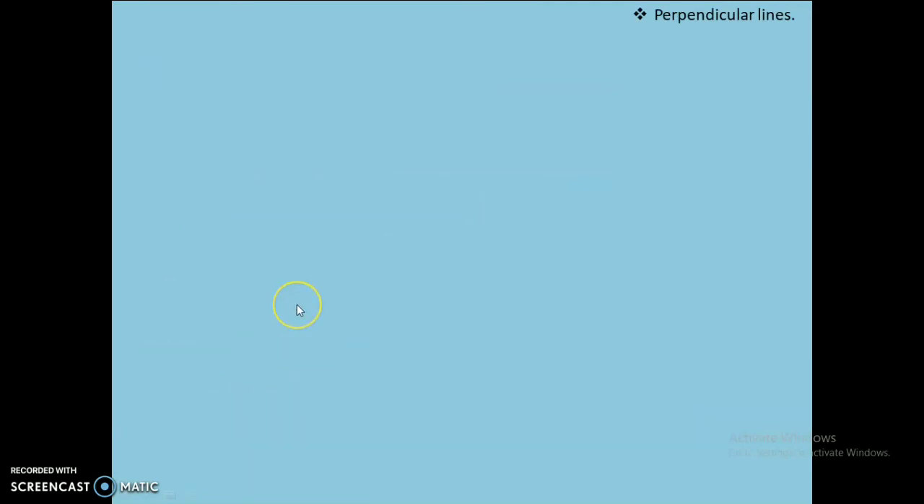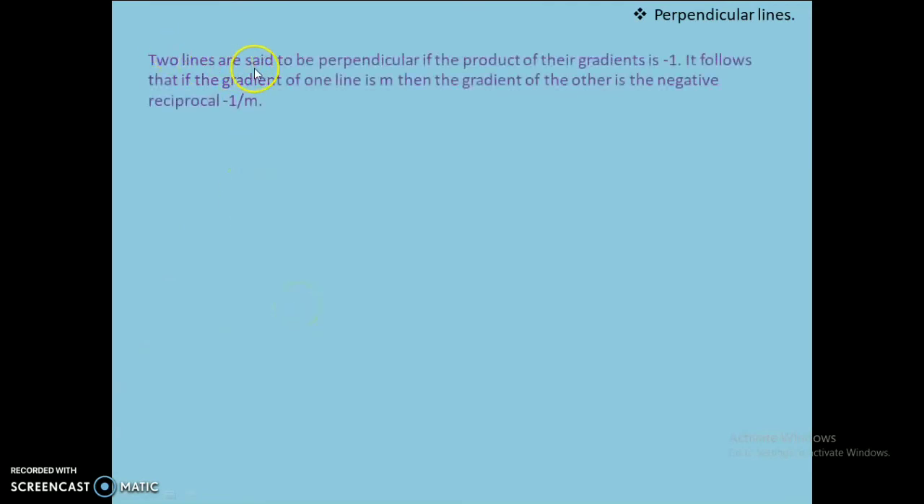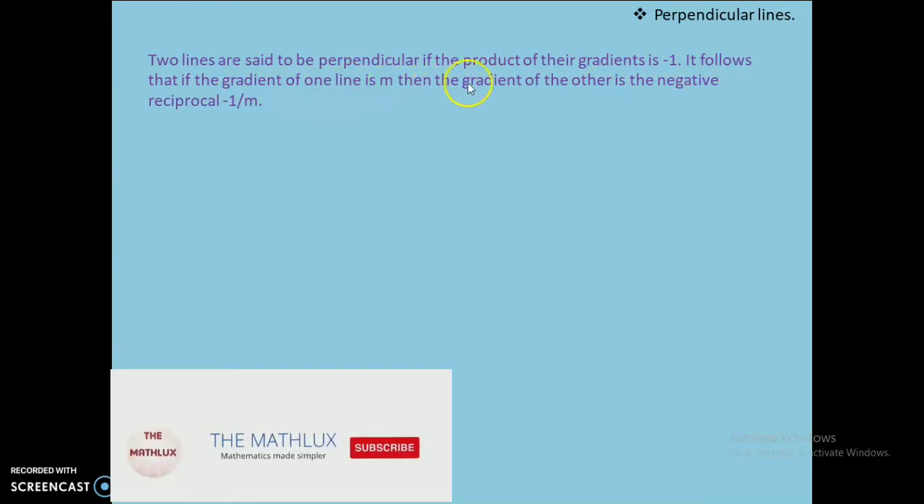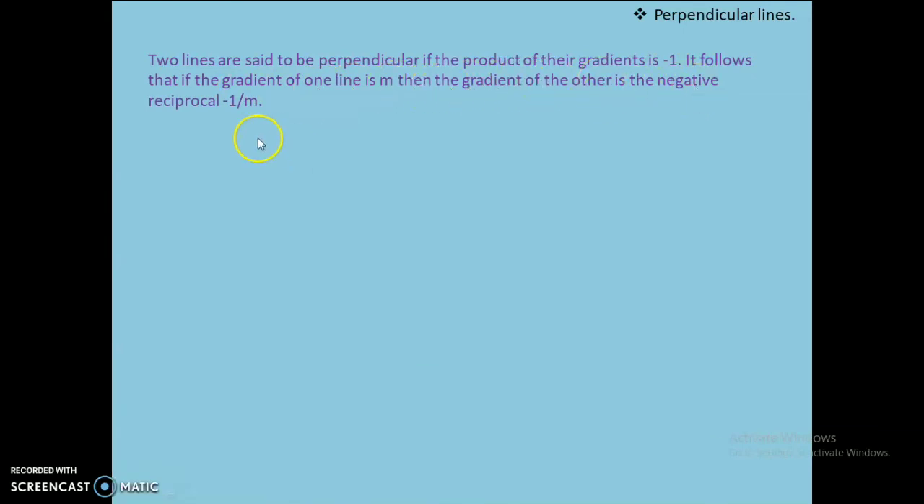Now let's look at perpendicular lines. Now two lines are said to be perpendicular if the product of their gradients is -1. So it follows that if the gradient of one line is m, then the gradient of the other is the negative reciprocal, that is -1 on m. Let's look at a worked example here.